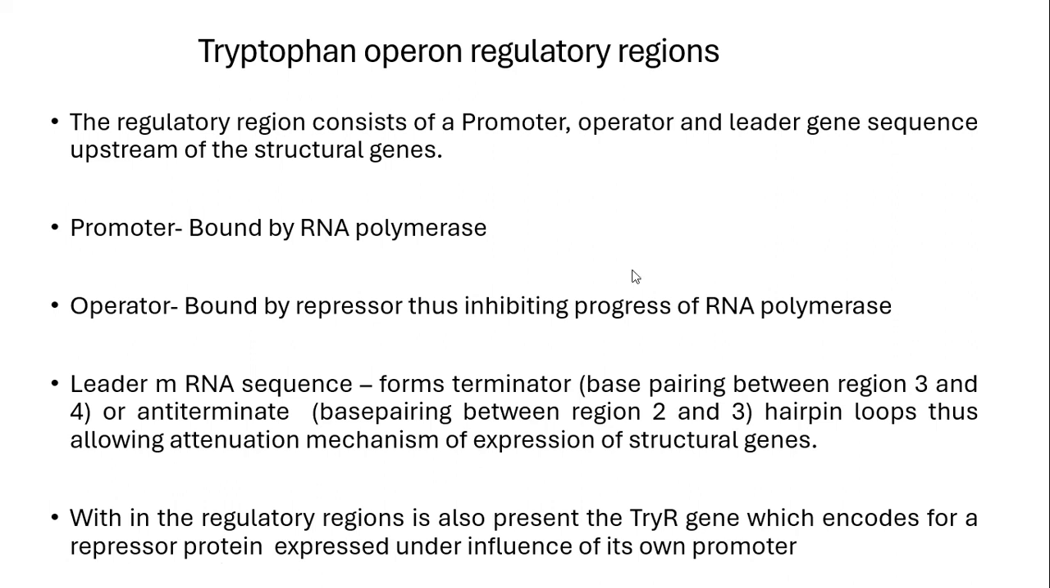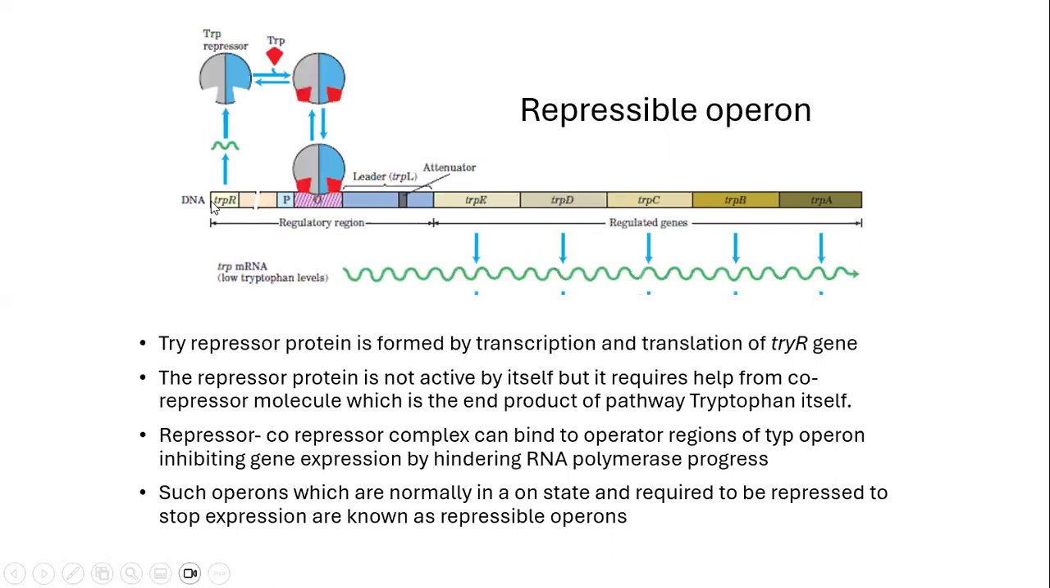So coming to the repressor protein. So the repressor protein is encoded by the tryptophan repressor gene, which is formed after transcription and translation process. In this case, the repressor protein is not active by itself, but it requires help from a co-repressor molecule. Co-repressor molecule here is a tryptophan molecule itself.